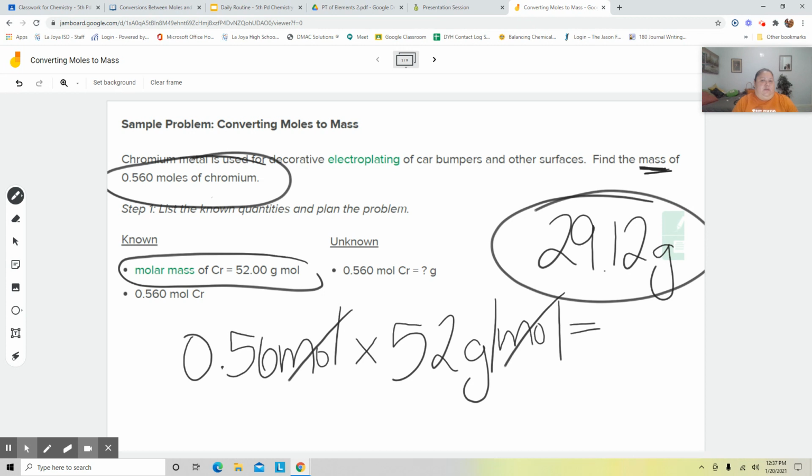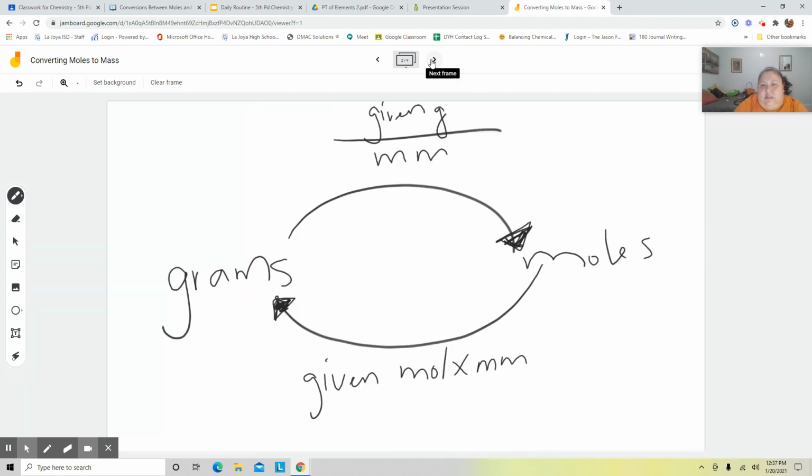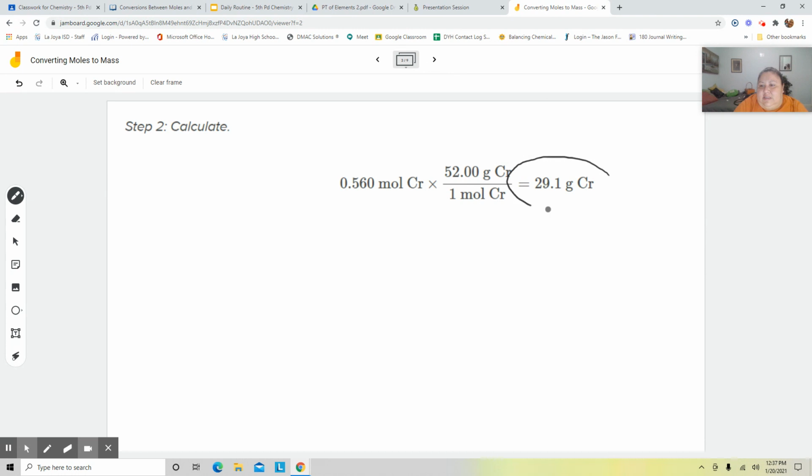What do you think? Yes, no, maybe so. Kind of get it? Kind of. Let's do another one. Oh, and let's go to the next page so we can see the answer. Let's see it. Look, they got the same thing that we did. 29.1 grams of chromium.